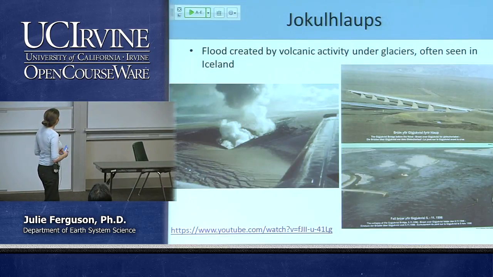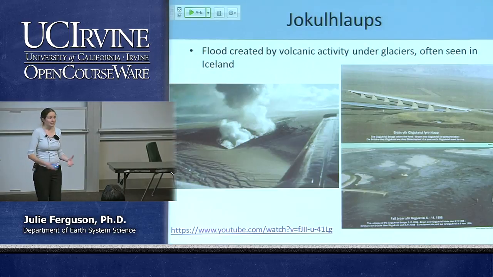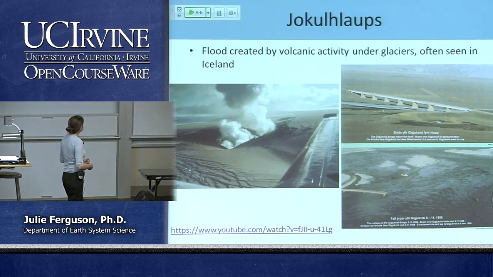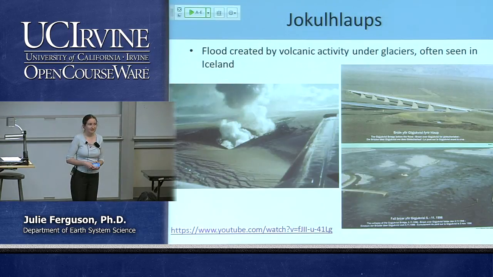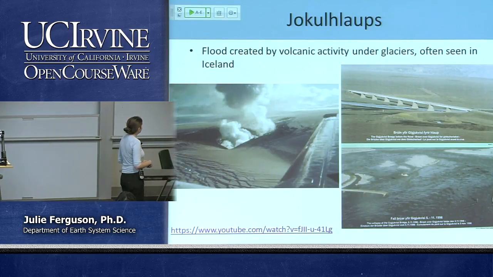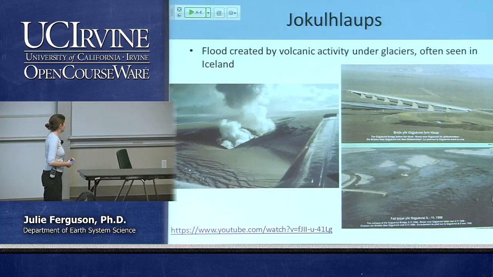And so you can see my picture on the left here shows a volcano erupting underneath this sort of enormous thickness of ice. You can see the ash collecting on the surface, and a lot of that ice is turning into steam. And on the right-hand side here, you can see what was left of that lovely bridge after one of these big, big flood events came through.